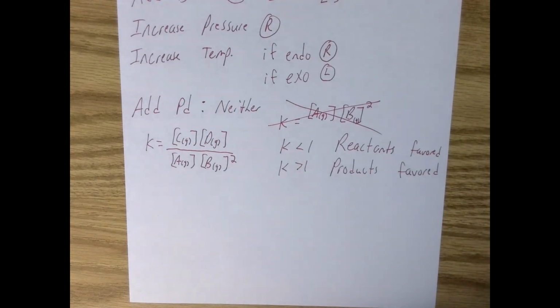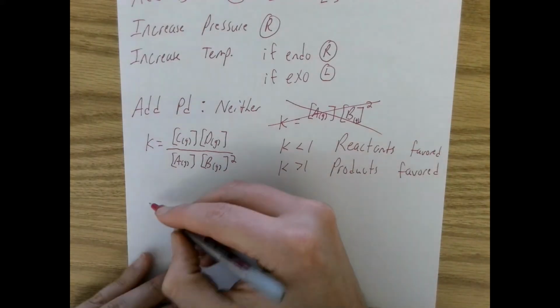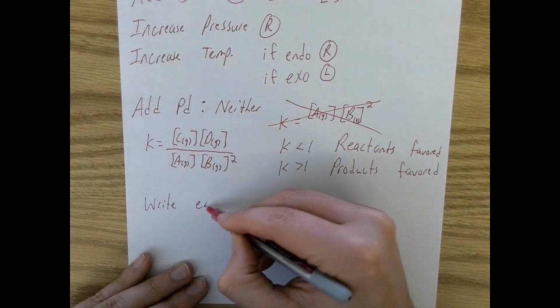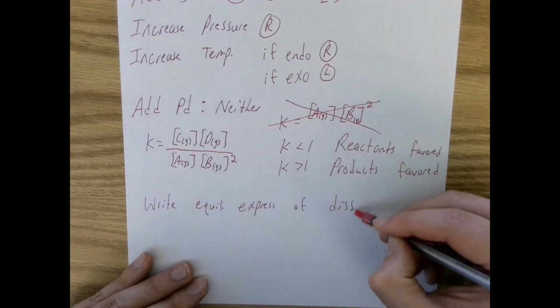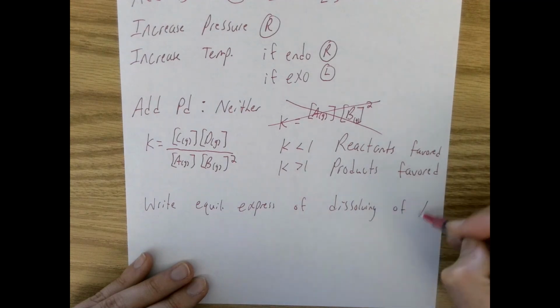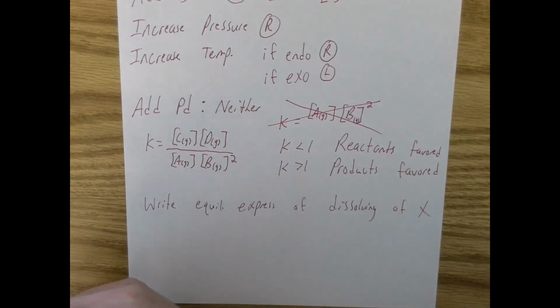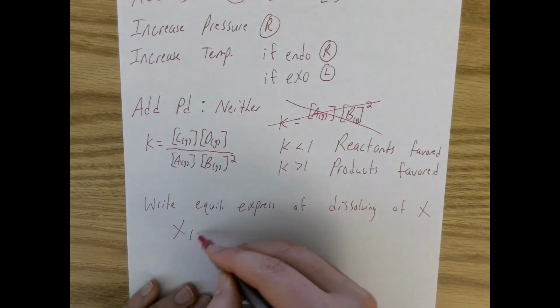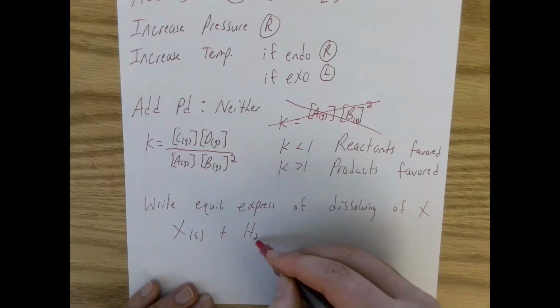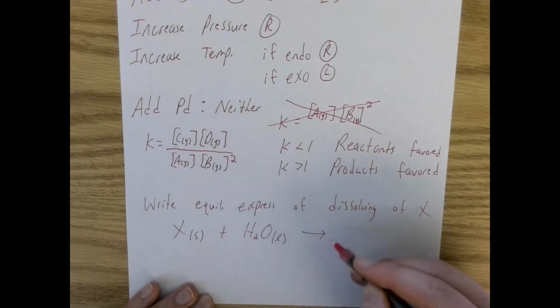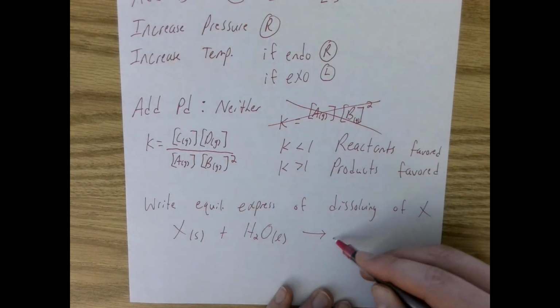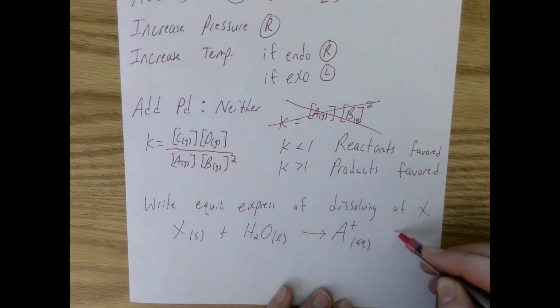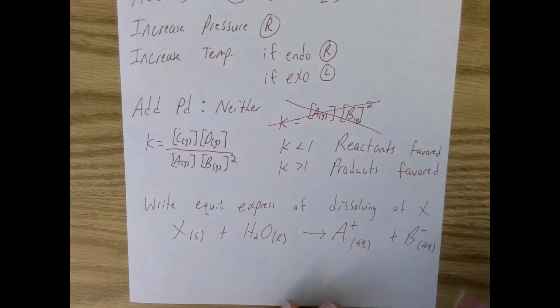Okay? So one other kind of example, you'll see something like: write the equilibrium expression for dissolving of whatever X might be. Okay? So first you write the reaction, so I can say X solid plus H2O liquid makes whatever it is when it dissolves. Okay? And what do ionic compounds do when they dissolve? They dissociate. So I might have A plus aqueous, B minus aqueous.